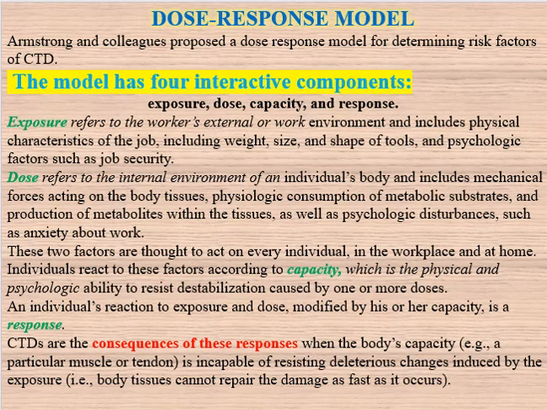Dose refers to basically the internal environment of an individual's body and includes mechanical forces acting on the body tissues, physiological consumption of the metabolic substrates, and production of the metabolites within the tissue, as well as psychological disturbances such as anxiety about work. These two factors are thought to act on every individual in the workplace and at home. Individuals react to these factors according to their capacity, which is the physical and psychological ability to resist destabilization caused by one or more doses.